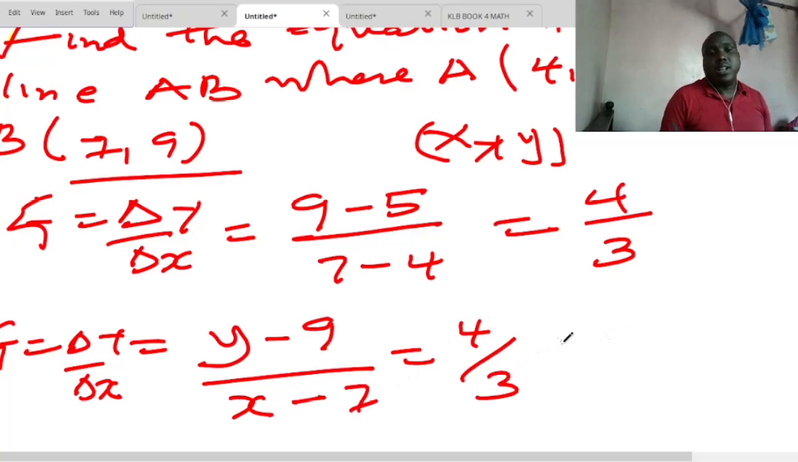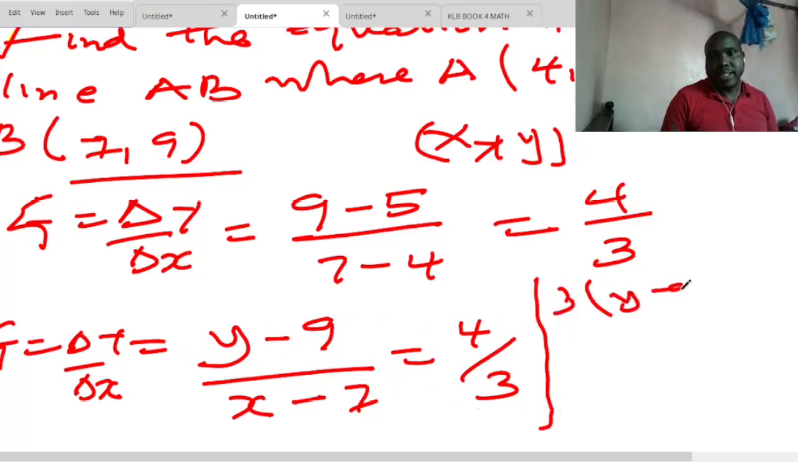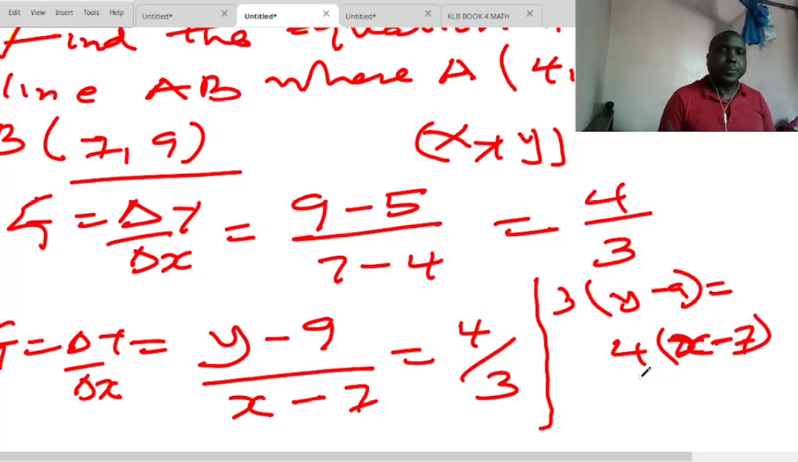So from there, you cross multiply. You are going to obtain this times this. So this one is 3 into y minus 9, which is equal to 4 into x minus 7. And my wall has become small. So this is 3y minus 18.